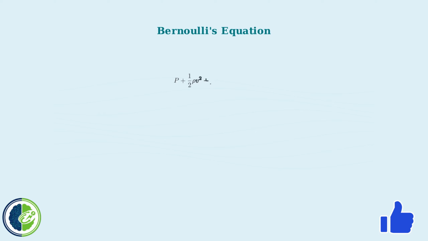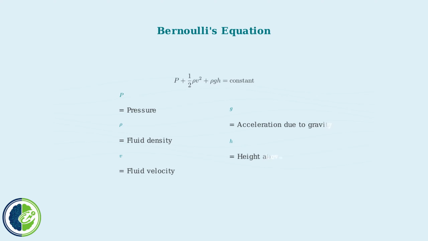Bernoulli's equation mathematically expresses this principle. The equation states that the sum of pressure, kinetic energy per unit volume, and potential energy per unit volume remains constant along a streamline. Let's examine each variable in the equation. P represents pressure, ρ is the fluid density, v is the fluid velocity, g is gravitational acceleration, and h is the height above a reference level.